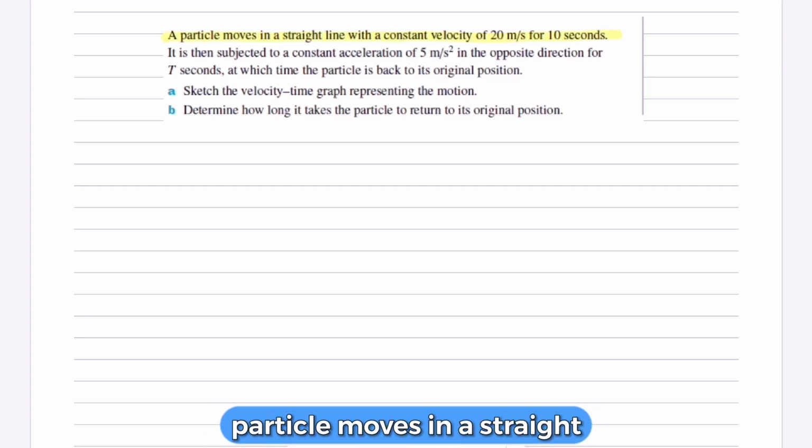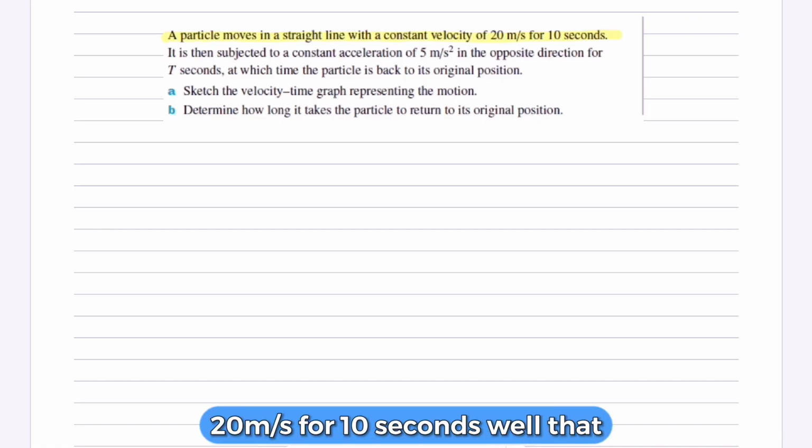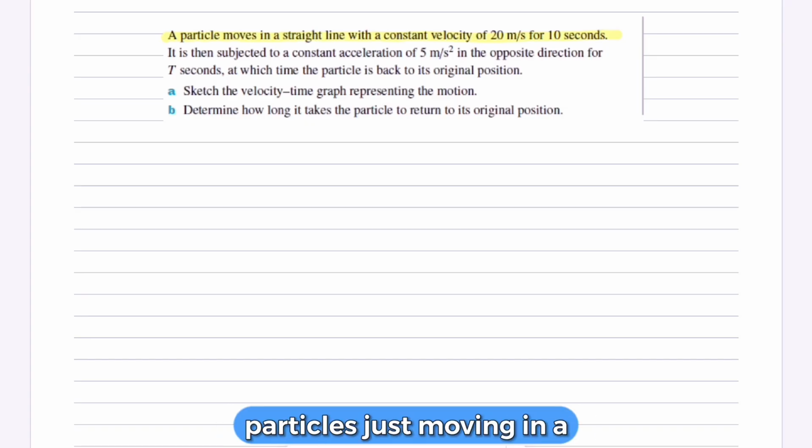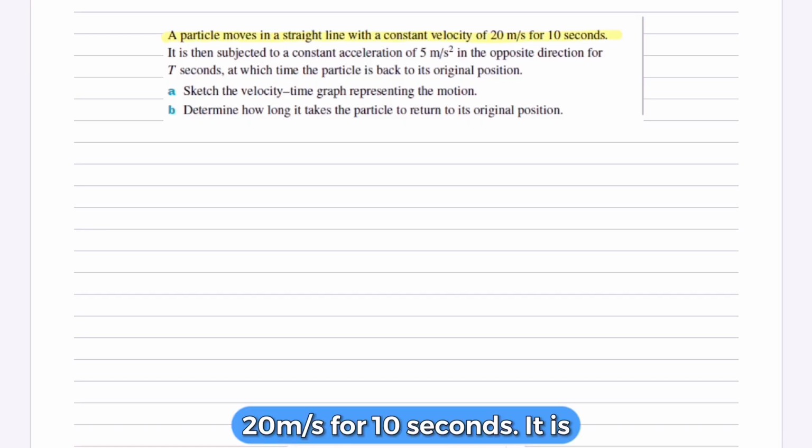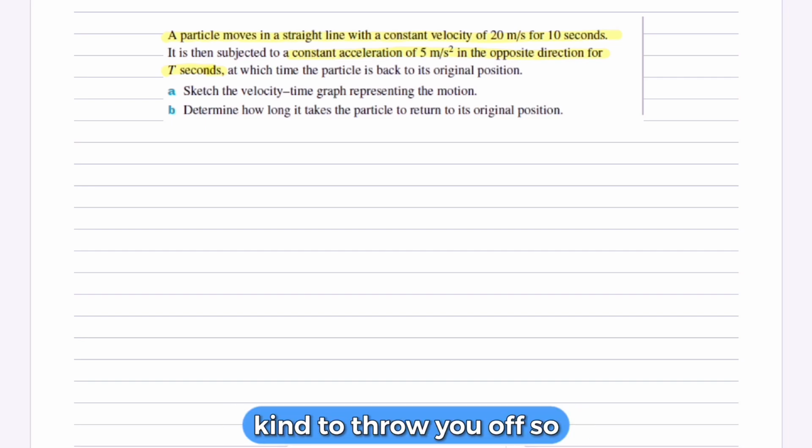So we've got a particle that moves in a straight line with a constant velocity of 20 meters per second for 10 seconds. Okay, well, that doesn't seem too hard, right? A particle is just moving in a straight line with a constant velocity of 20 meters per second for 10 seconds. It is then subjected to a constant acceleration of 5 meters per second squared in the opposite direction for T seconds. So just the wording there is kind of there to throw you off.